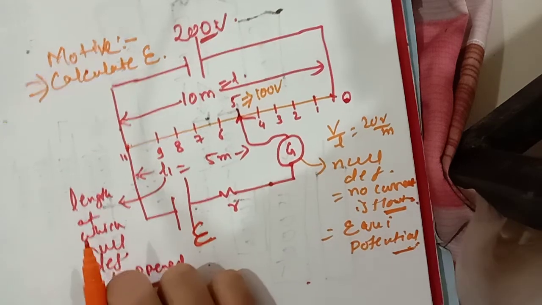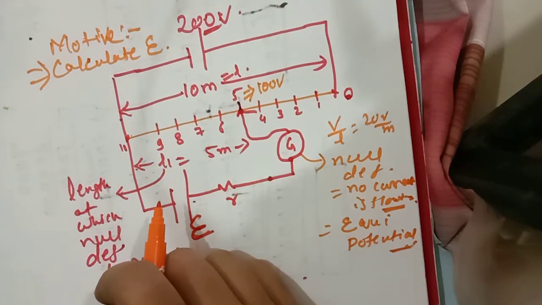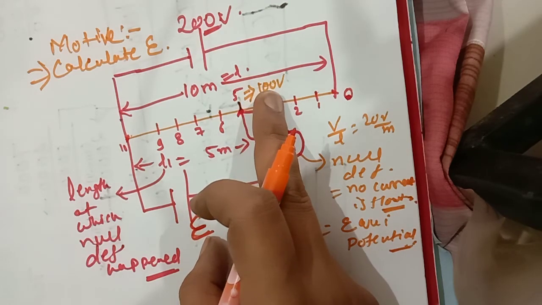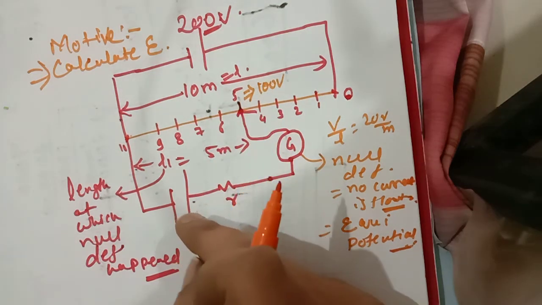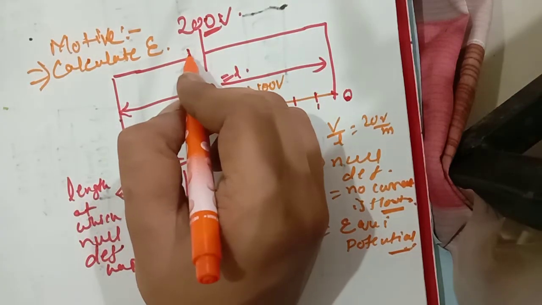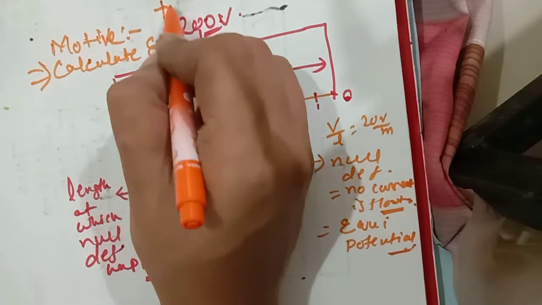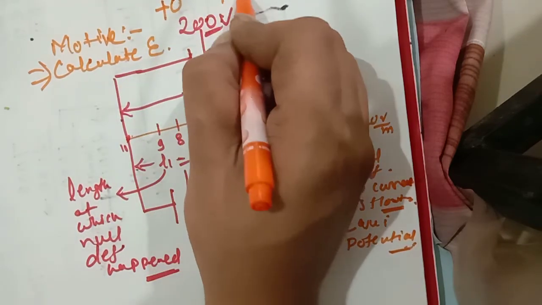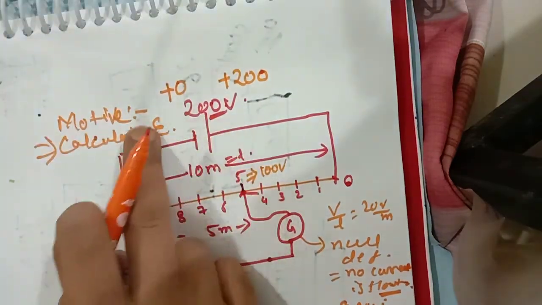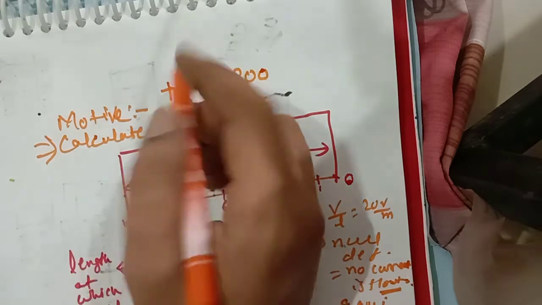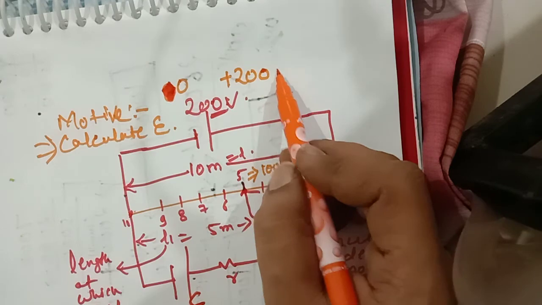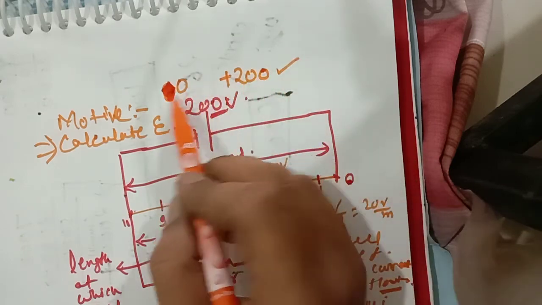So let's see if it is or not. If V5 is 100 volt, then is it true that E is also 100 volt? Let's see. It is 200, it is 0. 200 volt can be written as plus 200 volt, and 0 volts, plus and minus 0 has no significance. Potential difference is 200 volts, right?